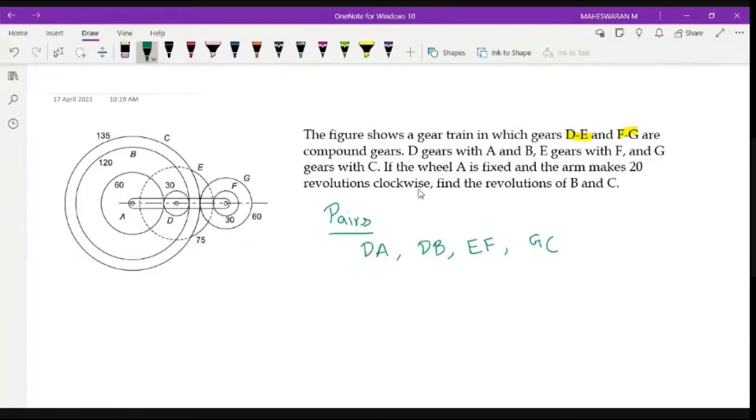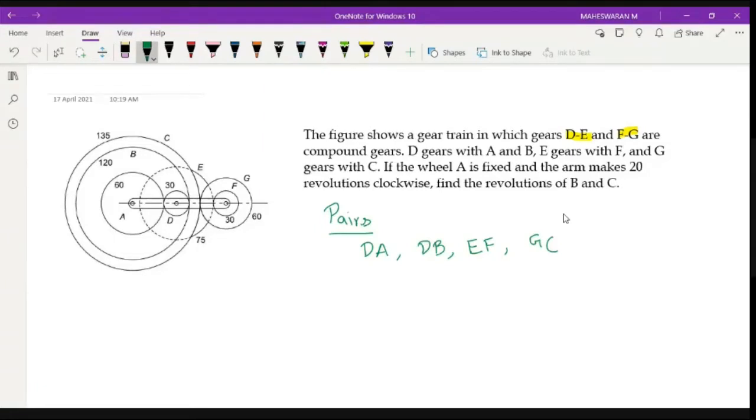Yeah. So G and C. G is meshing with C. So these are the things mentioned here. And one more thing is that you have a compound gear, D and E, and F and G. Okay, let it be. So these are the number of pairs, which is already mentioned in the question. But that is not that important.